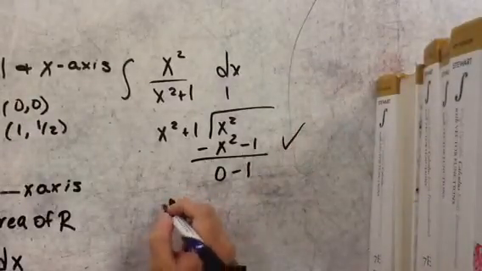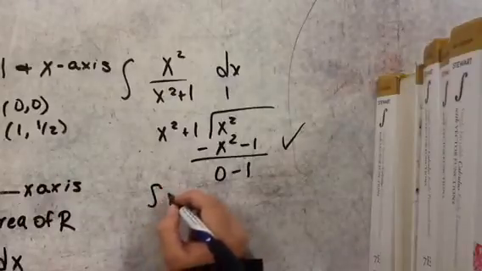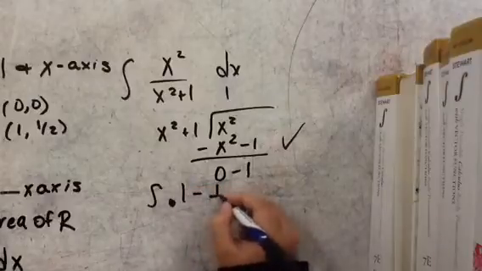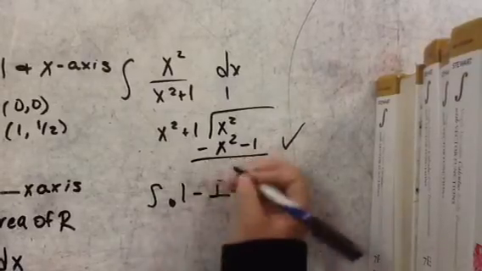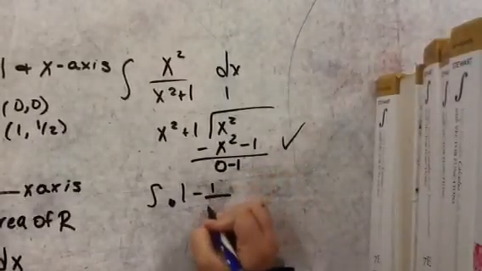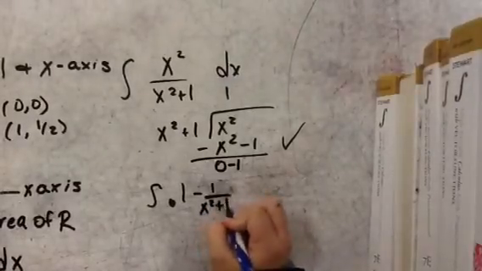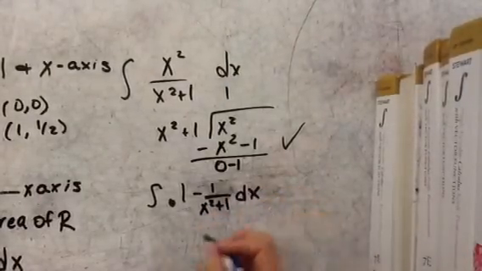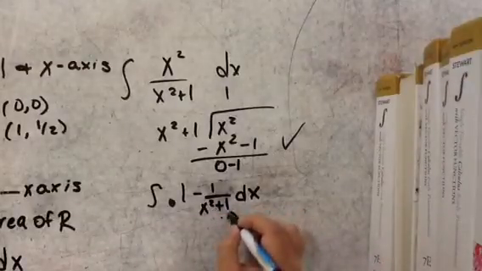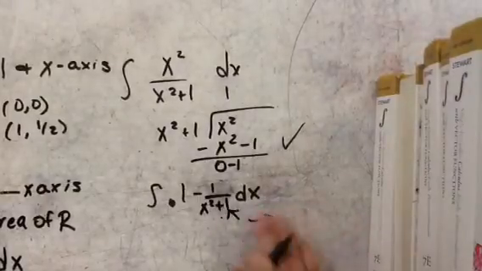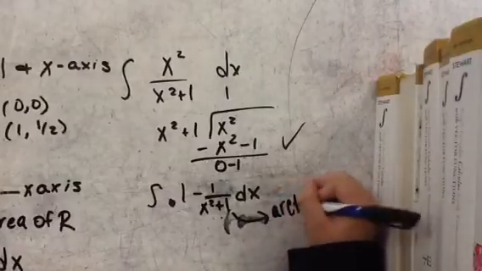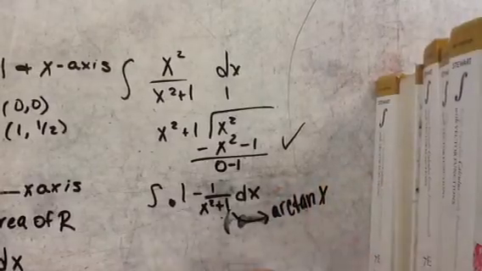Okay, so now we see that we're going to do the integral of this, and that'll be 1 minus, I'm going to just erase this so that it gets out of the way. It'll be 1 minus 1 over x squared plus 1 dx. So now what we want to do is we know that this is the same as the arctangent of x. Alright.